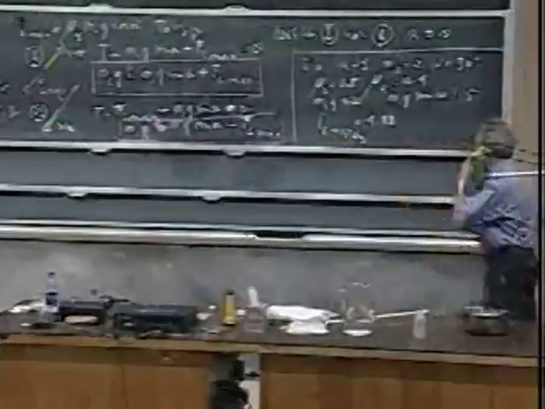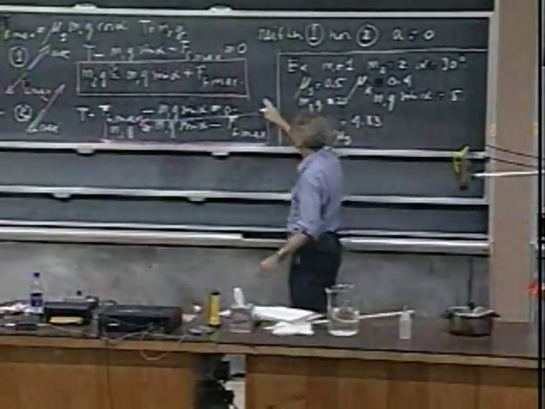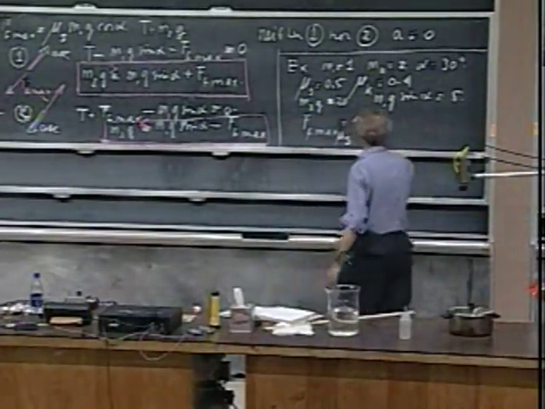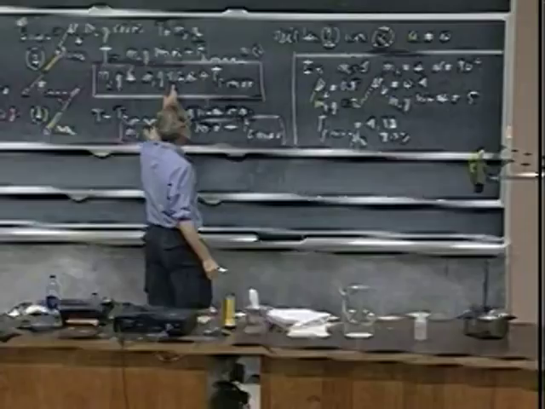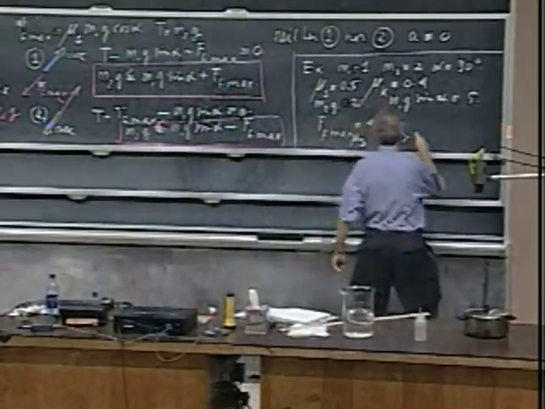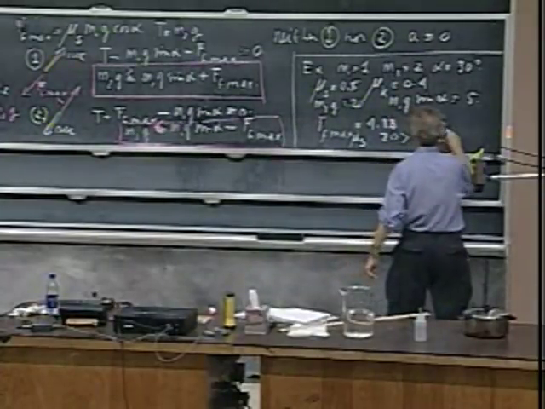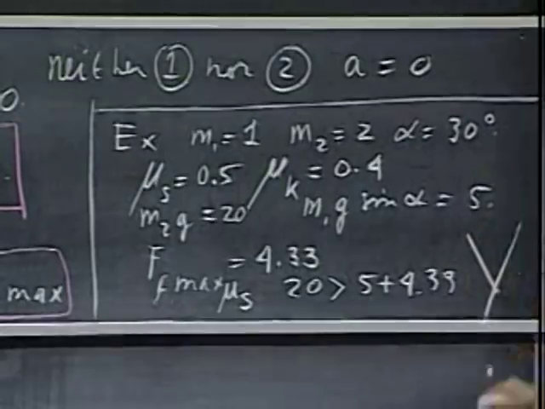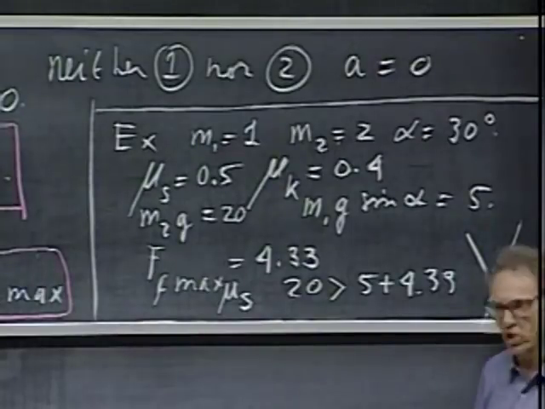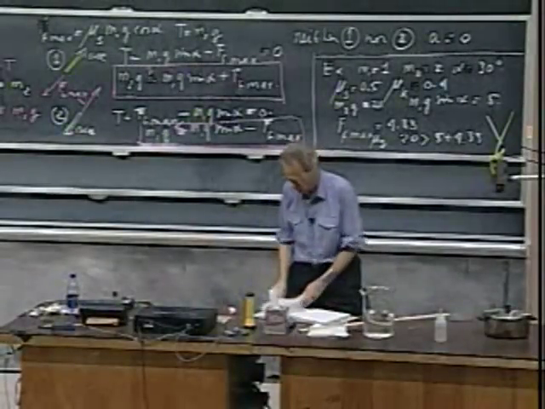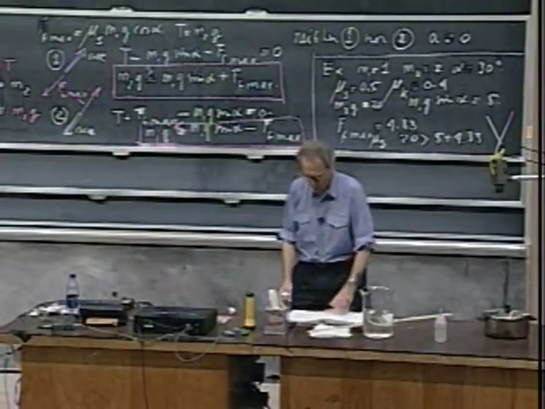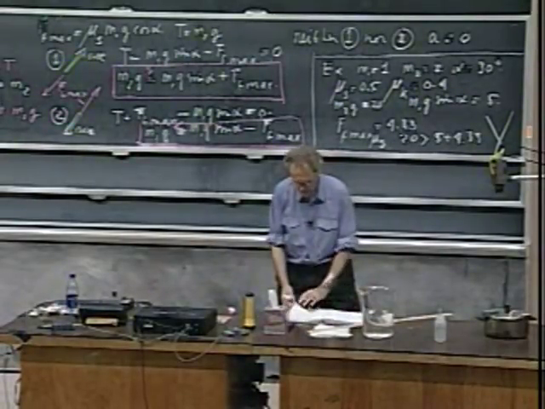We're well on our way. Let's first test whether condition one is met. Is 20 larger than 5 plus 4.33? And the answer is yes, it is. So we know that it's going to be accelerated uphill. That is non-negotiable.